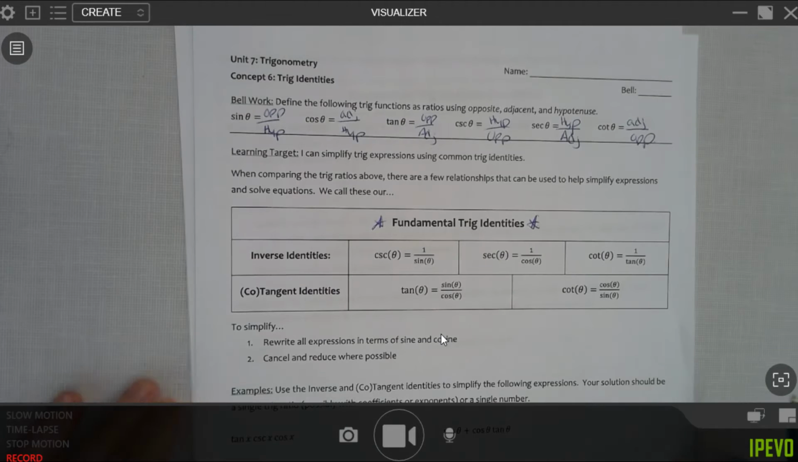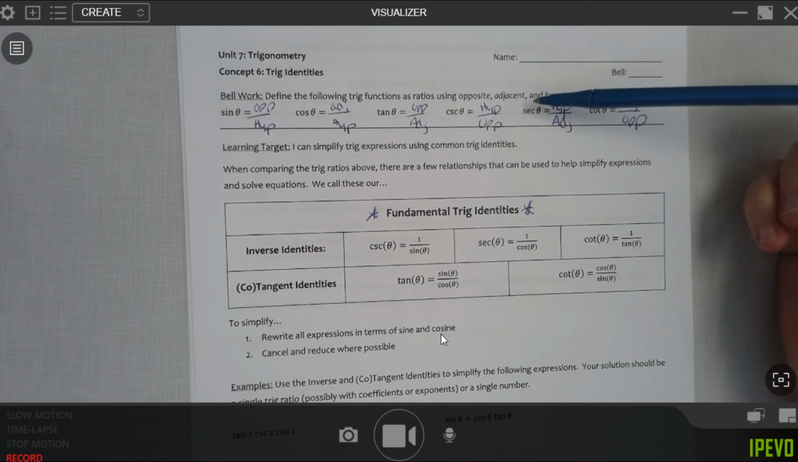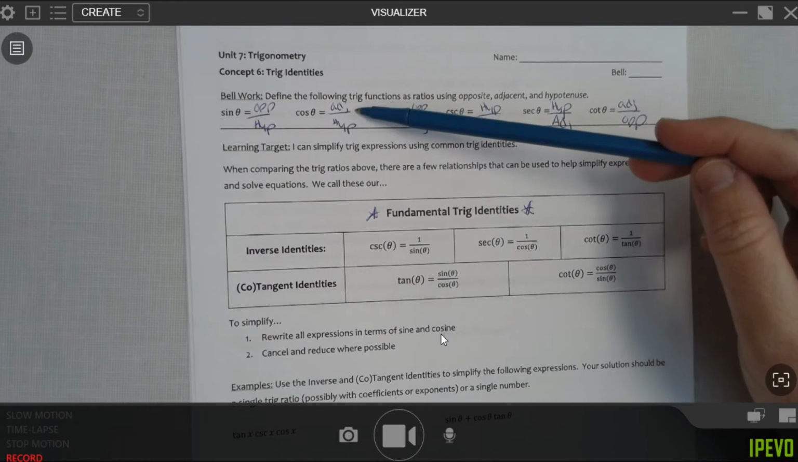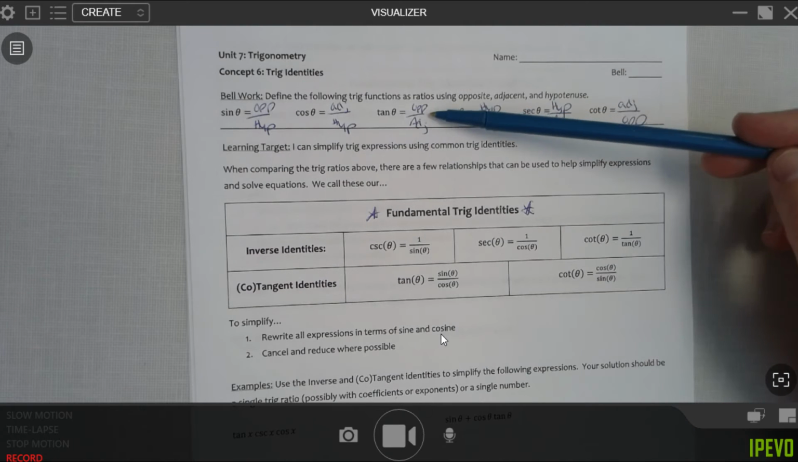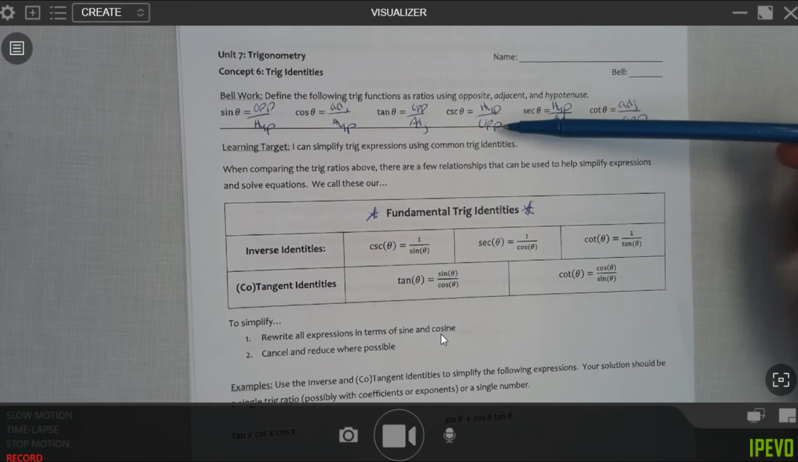All right, so today we're going to be talking about trig identities. First, make sure you remember the opposite, adjacent, hypotenuse stuff. Sine is opposite over hypotenuse. Remember, cosine is adjacent over hypotenuse. Tangent is opposite over adjacent. And then cosecant is hypotenuse over opposite, because it's the reciprocal of sine.